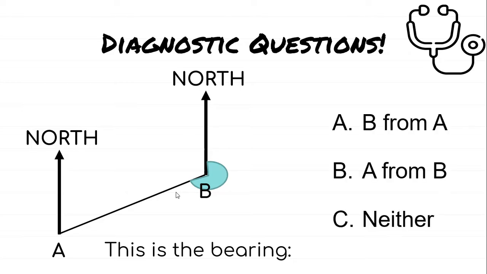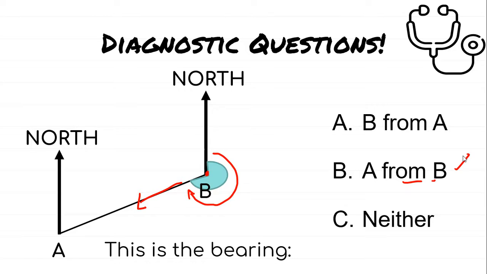And this bearing, is it B from A or A from B? Well, it's definitely from B because we're here at the B side, and it's this clockwise direction taking us to A. So this would be the correct bearing there.